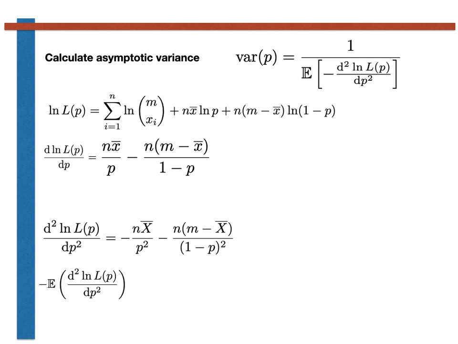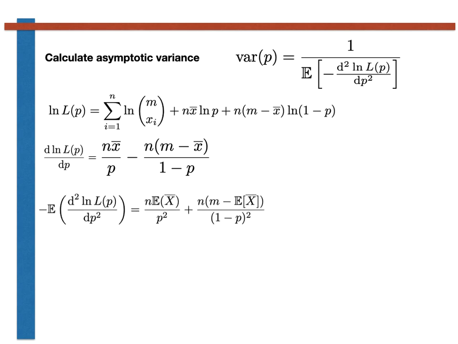Before doing this however, notice that the only random things in the expression for the second derivative of the log likelihood are the factors of x bar. Everything else in this expression is a scalar constant and can thus be brought outside of the expectation operator. The negative of the expectation of the second derivative of the likelihood is thus given by the expression shown here.